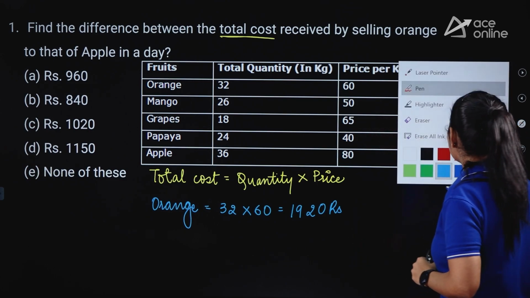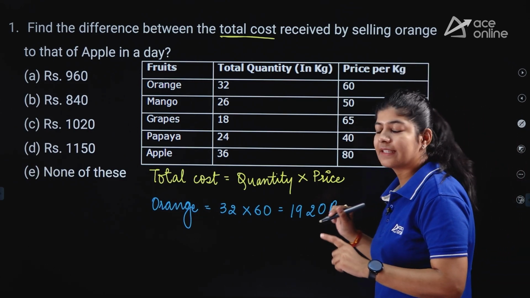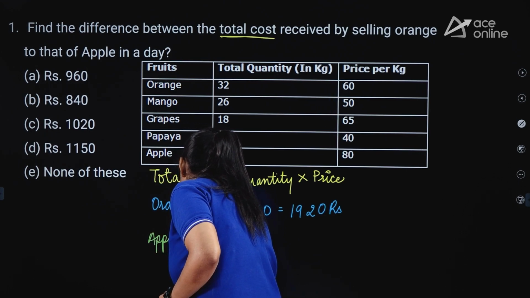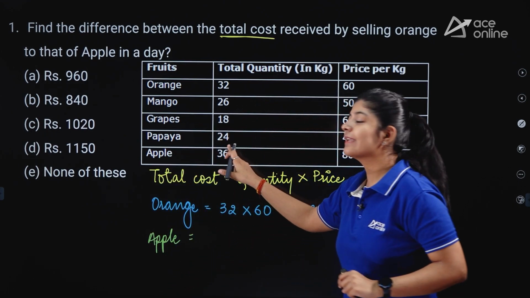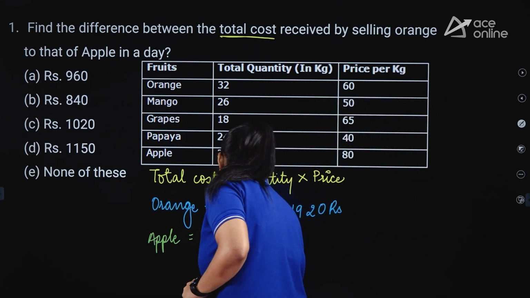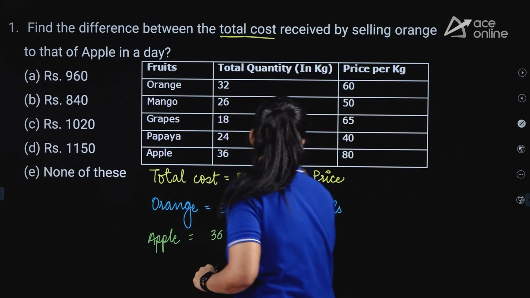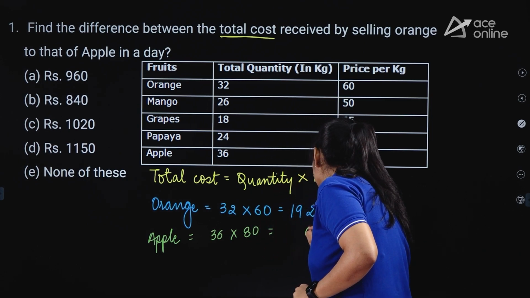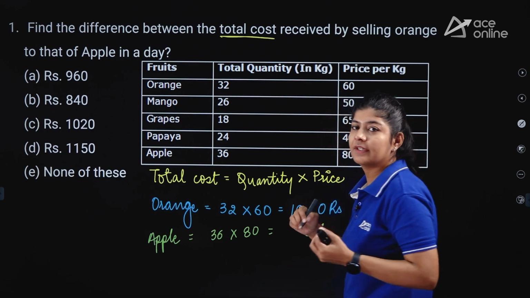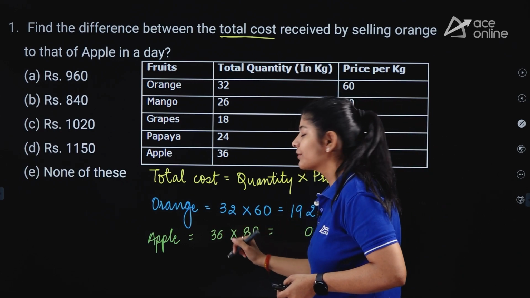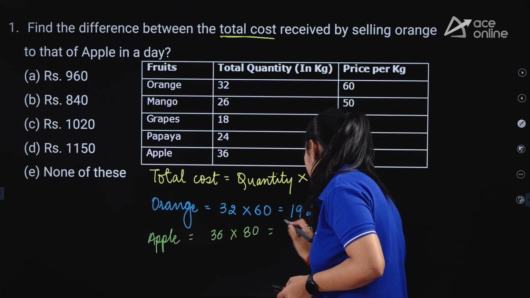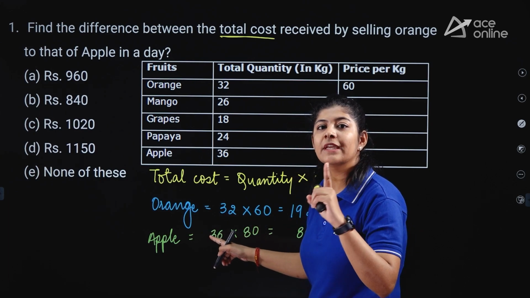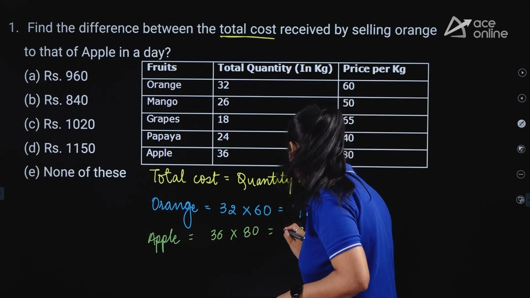Now, here we are having one more fruit, and that is apple. Here 36 kgs of apples are sold at a cost of 80. So again, first we have to calculate the total amount. 8 into 6 is 48, so the 4 is carried on, and 8 into 3 is 24. 24 plus 4 is 28.